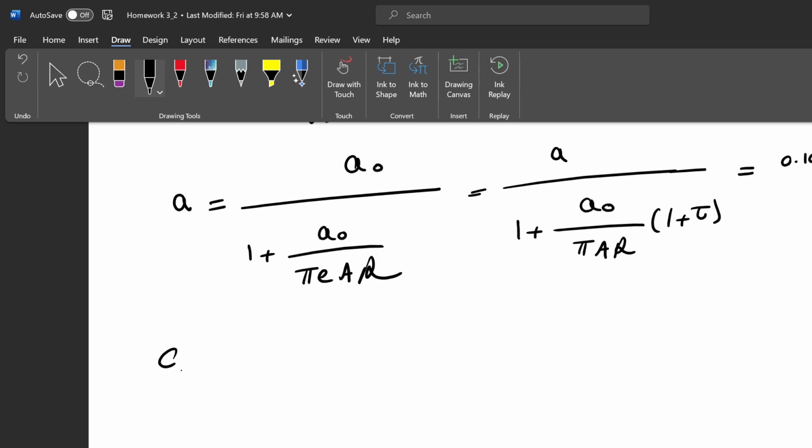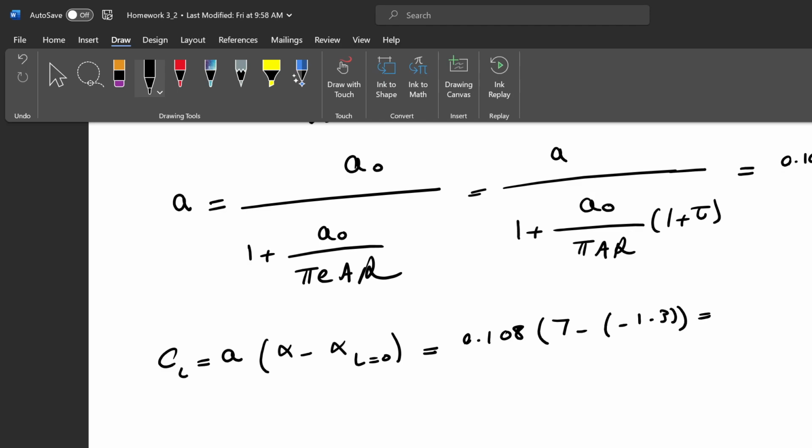So let's find the angle of attack. How do we find the angle of attack? We know that the lift coefficient is equal to A, which is your lift slope, multiplied by alpha minus alpha at lift equals 0. We have everything. 0.108 multiplied by 7, which is our degrees, minus negative 1.3. This is equal to 0.897.